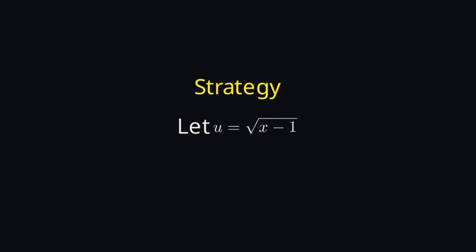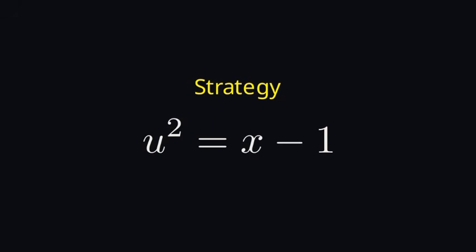Strategy for this integral. This integral contains a square root term in the denominator. A common and effective strategy is to use a substitution. Let u equal the square root of x minus 1. From u equals the square root of x minus 1, we square both sides to establish a relationship between u squared and x. Squaring both sides gives us u squared equals x minus 1.